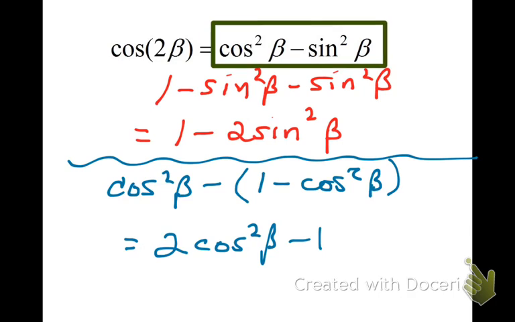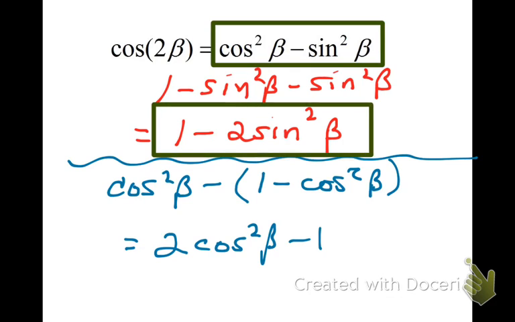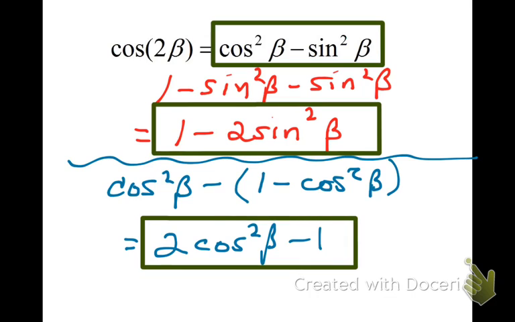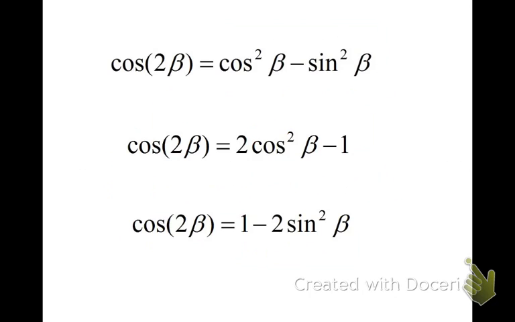You have the original one highlighted there, cosine squared minus sine squared. And then you have these two alternate versions, which are nice because they are in terms of one trig function, either in terms of sine or cosine. And so any of those could be substituted in as a double angle formula.